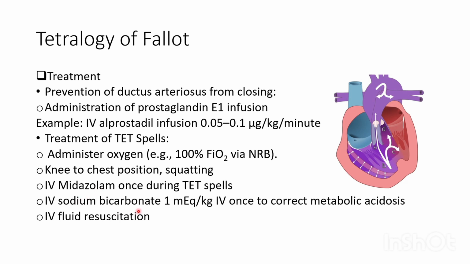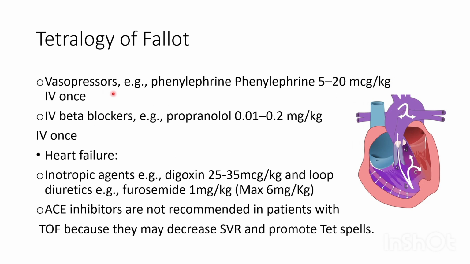IV sodium bicarbonate 1 milliequivalent per kg IV to correct metabolic acidosis caused by TET spells. IV fluid resuscitation will increase blood volume in systemic vessels, thus there will be higher pressures in the aorta, forcing blood into the pulmonary circulation. Vasopressors, for example, phenylephrine. Phenylephrine increases systemic vascular resistance, thus higher pressures in the aorta, forcing blood into the pulmonary circulation for oxygenation. The dose of phenylephrine is 5 to 20 mcg per kg IV once.